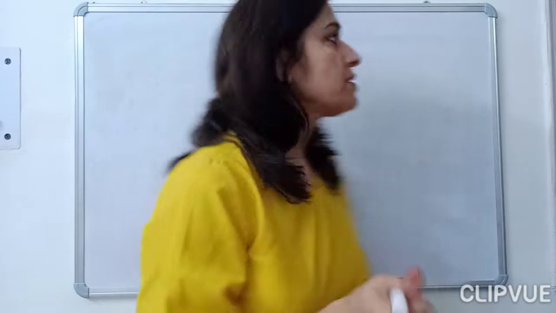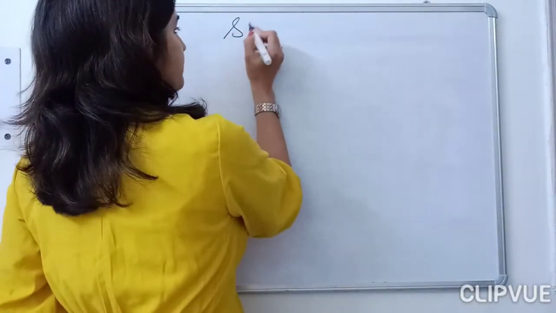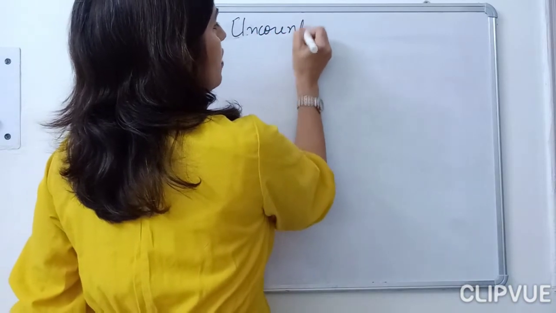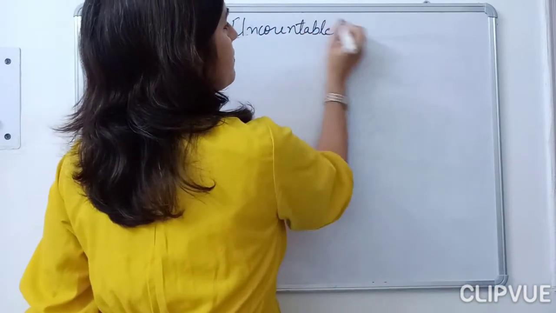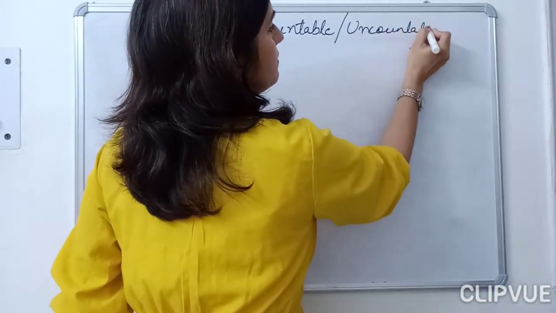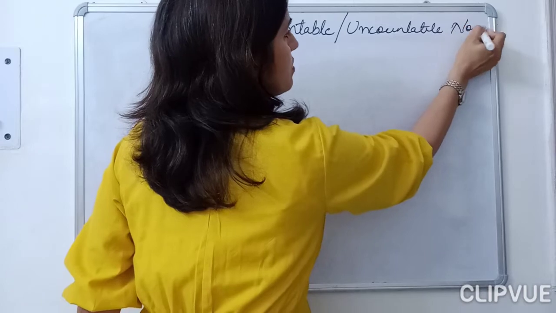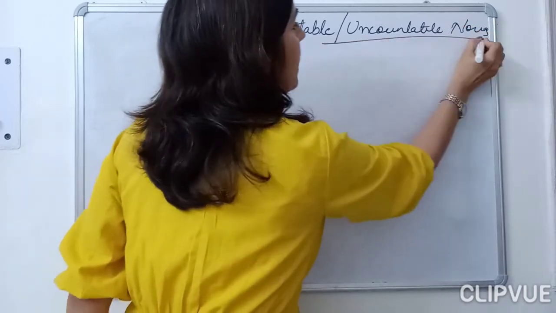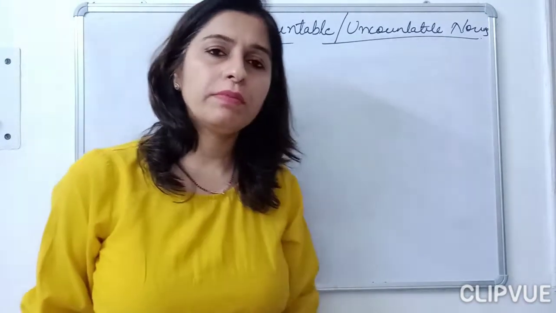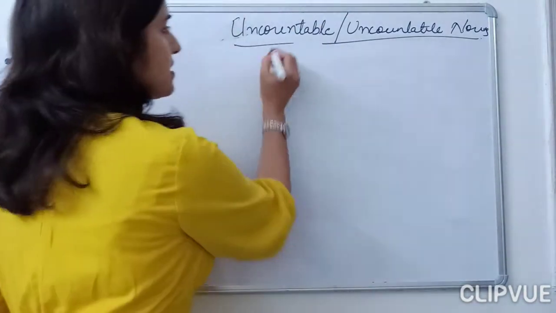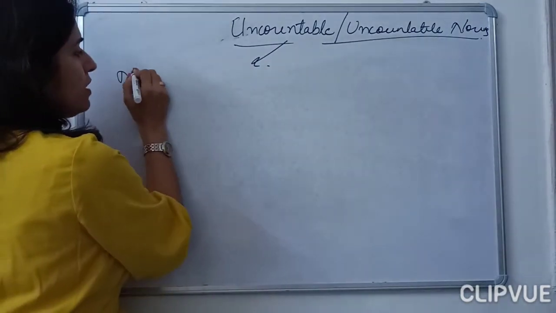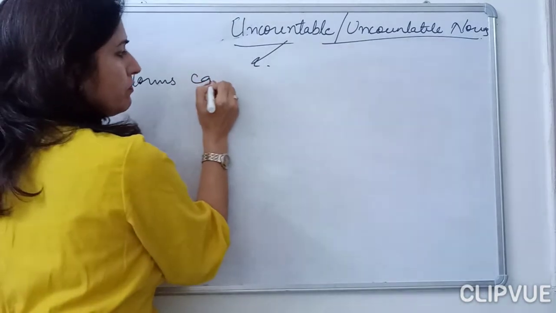So today's topic is, first, let's start with the countable and the uncountable nouns. Now children, in layman's language, everybody is aware of what countable and uncountable nouns are. But still, let's discuss it. Now, what are countable nouns, children? Countable nouns are the nouns that can be counted.